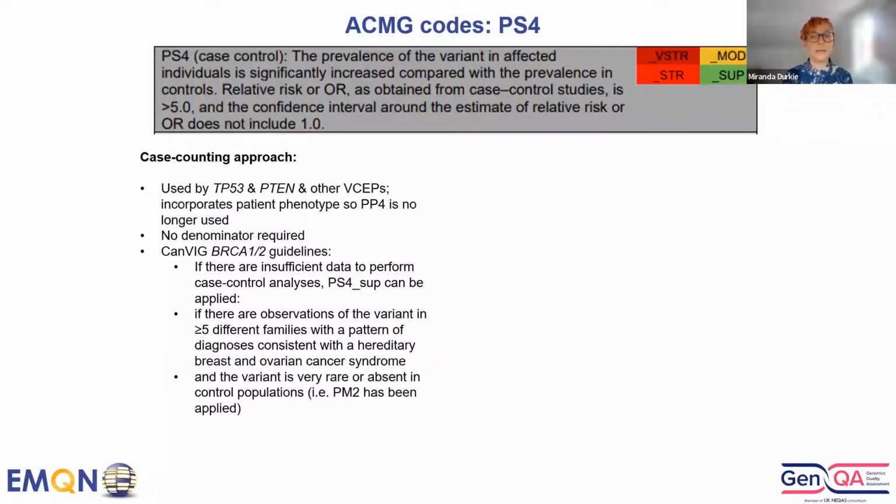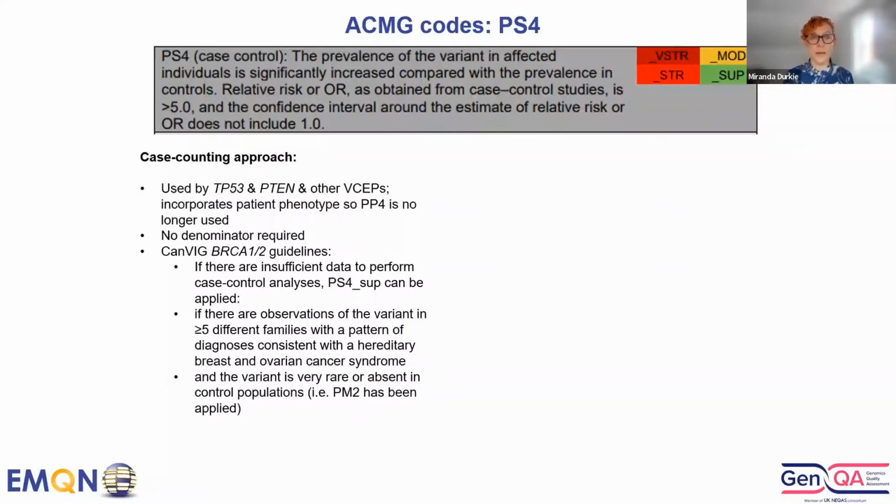And so in the CAMVIG guidelines, we've said if there is insufficient data to perform case control analyses, then you can apply PS4 as supporting only. So being quite cautious because of how common breast cancer is in the population, but you can apply it as supporting if there are 5 or more observations of that variant in families with a family history of hereditary breast or ovarian cancer, and the variant is also rare or absent from gnomAD, i.e.